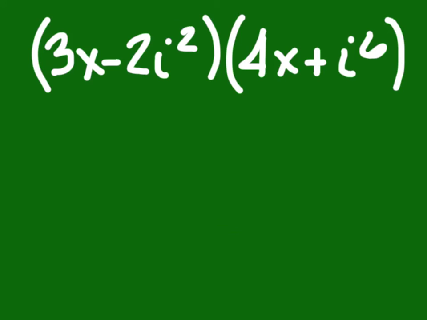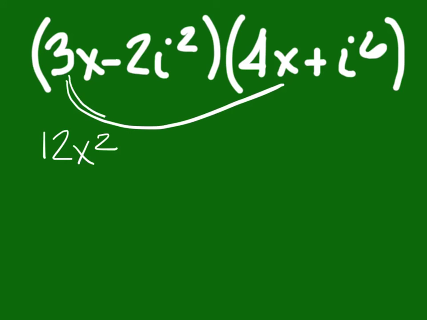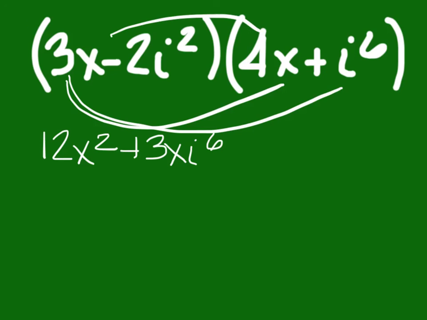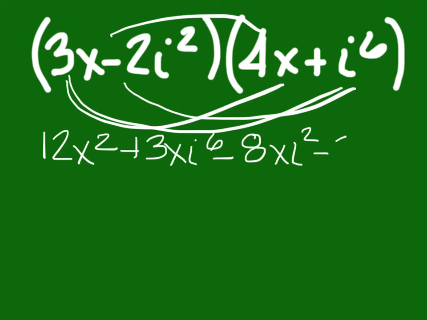Example 3. In this case, we have x's in here. 3x times 4x is 12x squared. 3x times i to the 6th would be plus 3xi to the 6th. And now we're going to have minus 2i squared times 4x is minus 8xi squared. And then minus 2i squared times i to the 6th is minus 2i to the 8th.